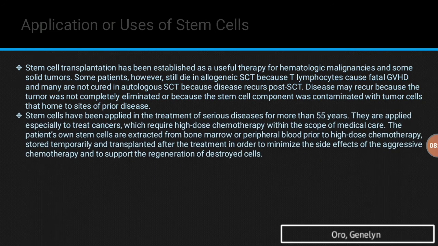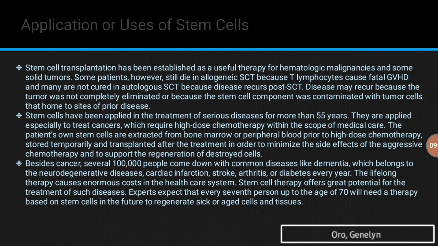Stem cells have been applied in the treatment of serious diseases for more than 55 years. They are applied especially to treat cancers, which require high dose chemotherapy within the scope of medical care. The patient's own stem cells are extracted from bone marrow or peripheral blood prior to high dose chemotherapy, stored temporarily, and transplanted after the treatment in order to minimize the side effects of the aggressive chemotherapy and to support the regeneration of destroyed cells.